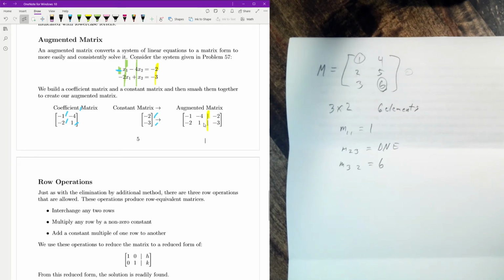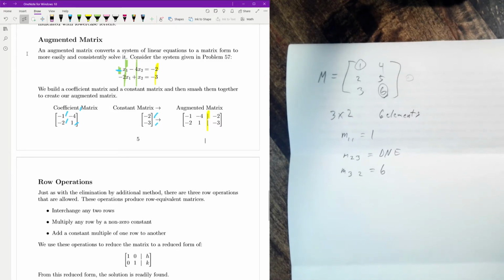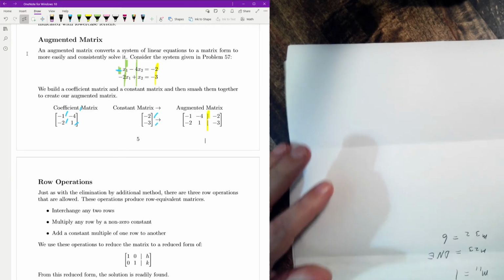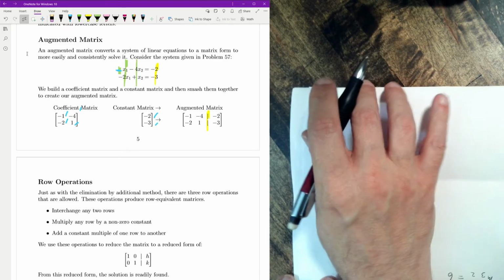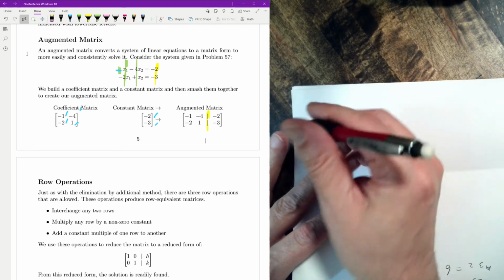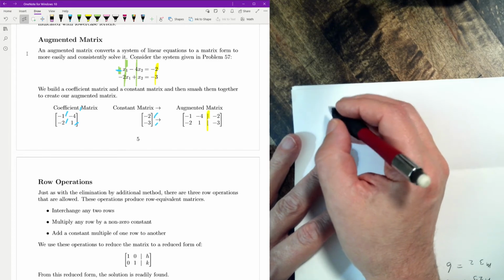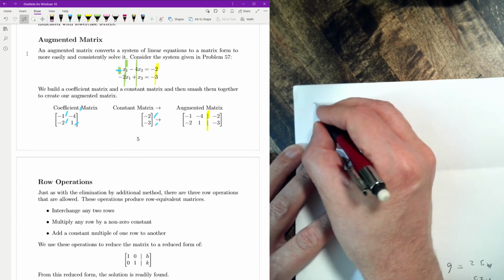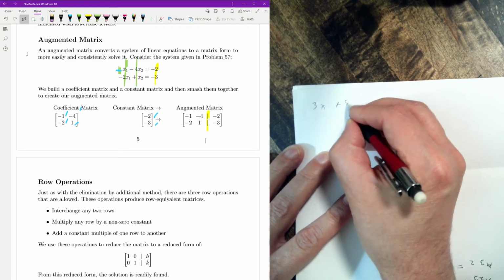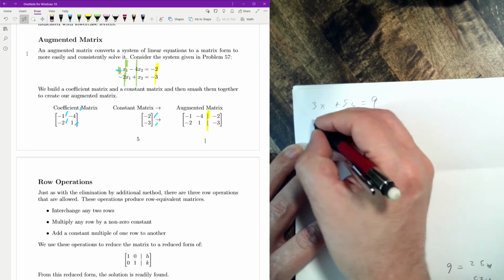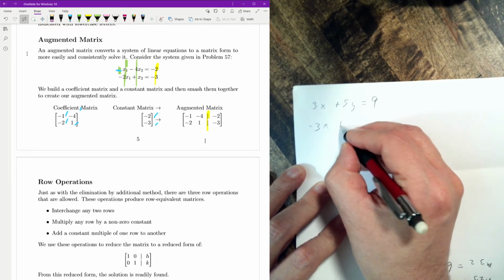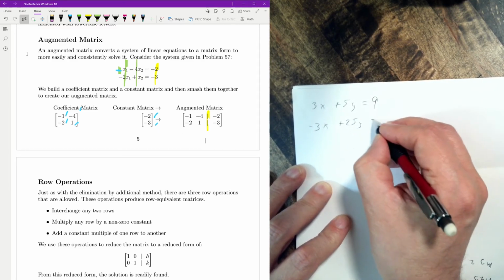And let's try a couple of examples of an augmented matrix just so you have a better idea of what we're dealing with here. So I'm going to write out a system of linear equations. I'm only going to use two variables right now. We can do this for any size system of equations, but I'm going to do that for two variables right now. So let's say that we have 3x plus 5y equals 9, minus 3x plus 25y equals minus 1.